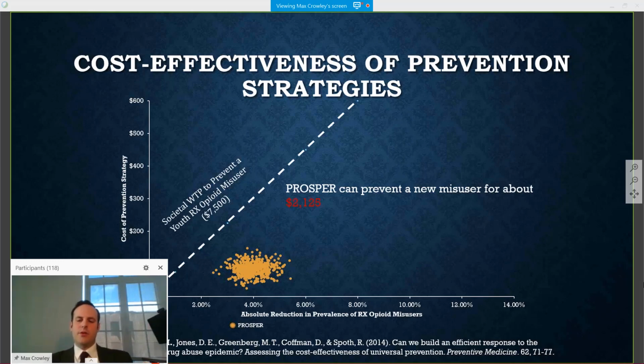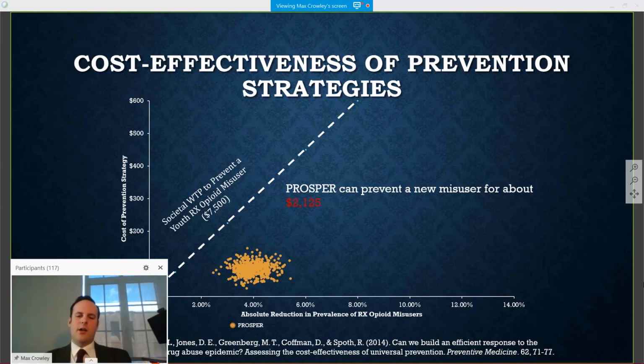In particular, first focusing on some of the cost effectiveness work, looking at the prevention system's ability to prevent adolescent opioid misuse through the end of high school. So Dr. Dick Spoth and Mark Greenberg and others identified the ability to prevent opioid misuse from the PROSPER prevention program.